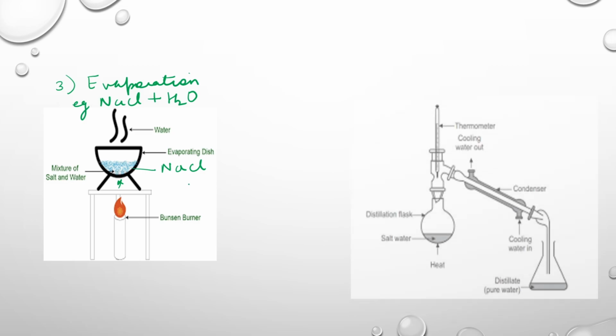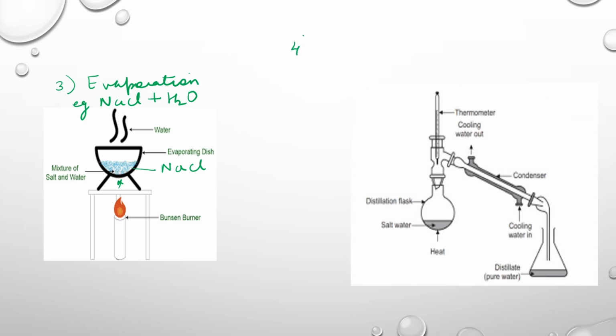Next method is evaporation. Third method is evaporation. In evaporation, we are going to see the example of salt and water, that is sodium chloride and water. So we are going to take this mixture in an evaporating dish. We are going to heat it. So what will happen? Water will escape out and sodium chloride will be left behind in the evaporating dish.